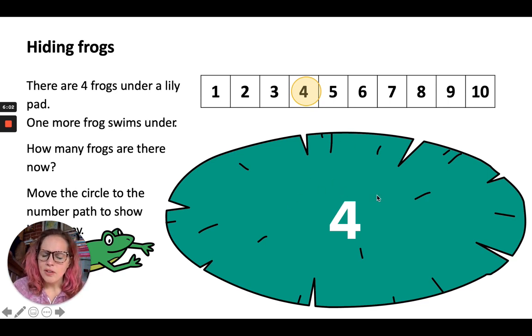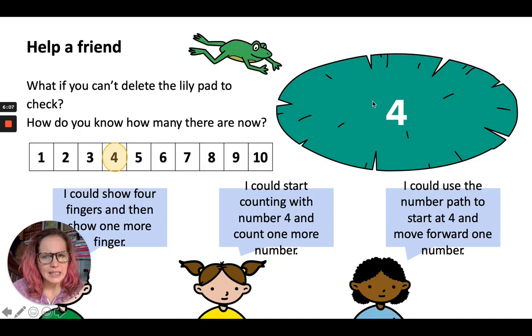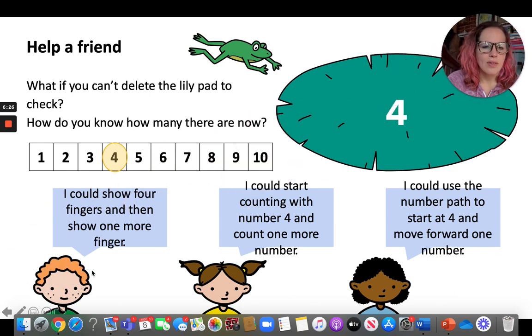So for some reason, Miss Kelly can't open this lily pad. So if I can't delete that lily pad, how can we check to make sure? So Miss Kelly said 4 plus 1 is 5. But if we can't check our answer, how could we find out? So we could show one way to do that. This guy over here says, I could show 4 on my fingers and then show 1 more finger. That's what Miss Kelly did. I showed 4 and then added 1 more, 5.